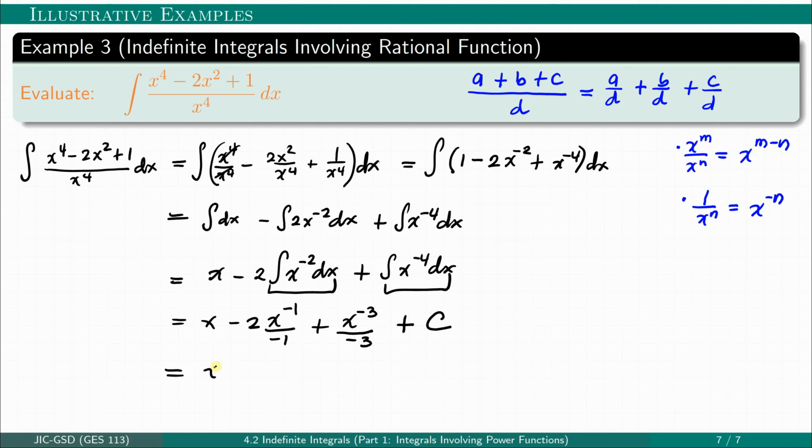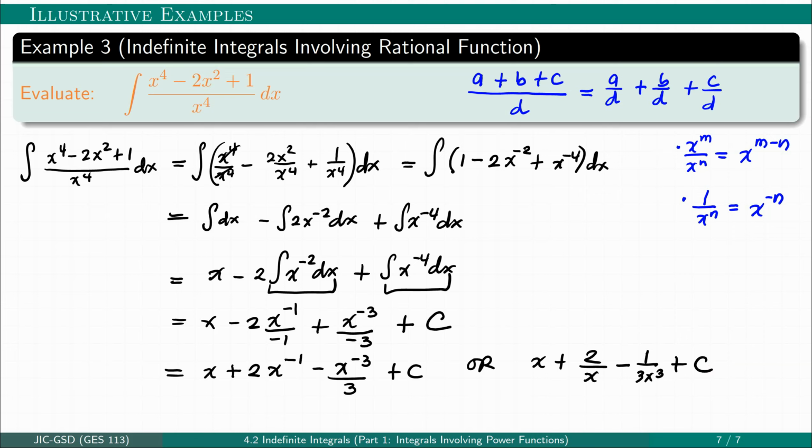Rewriting this one, we will get x minus, and minus will be plus. So this will be plus 2 x raised to minus 1, and this will be minus x raised to minus 3 divided by 3 plus c. Or we can rewrite this as x plus 2 divided by x, using the law of exponents, minus 1 over 3x cubed plus the constant c.